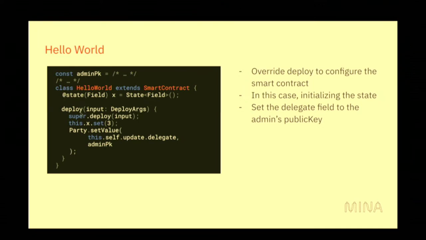Don't worry about these deploy args, or these first two lines. They are just here so that the ZK app CLI can hook in and figure out how to put it on chain. It's really straightforward from a user perspective. This will get scaffolded in when you create a ZK project.